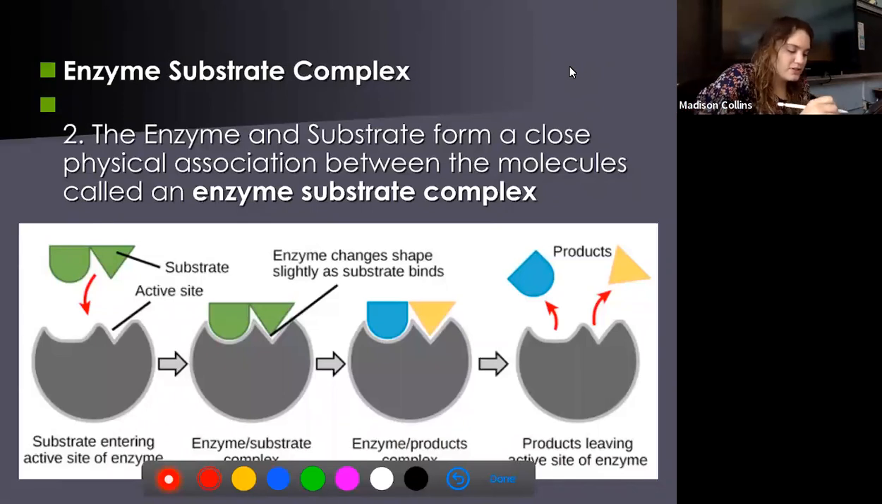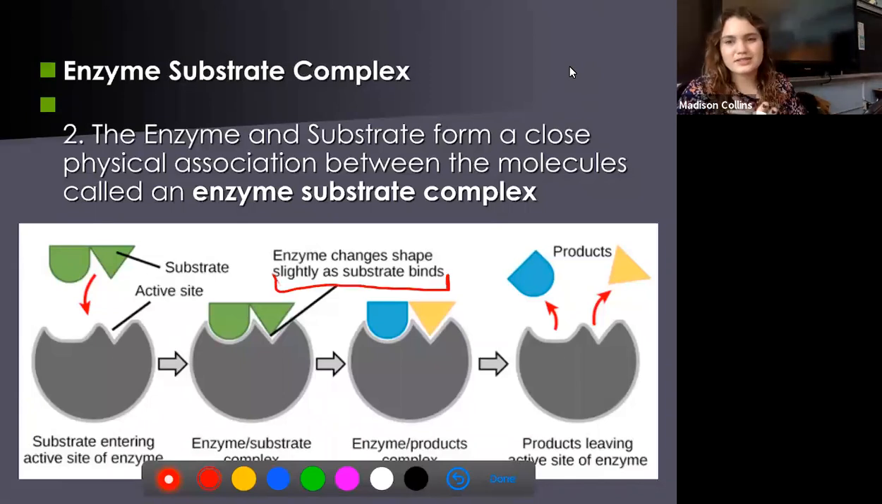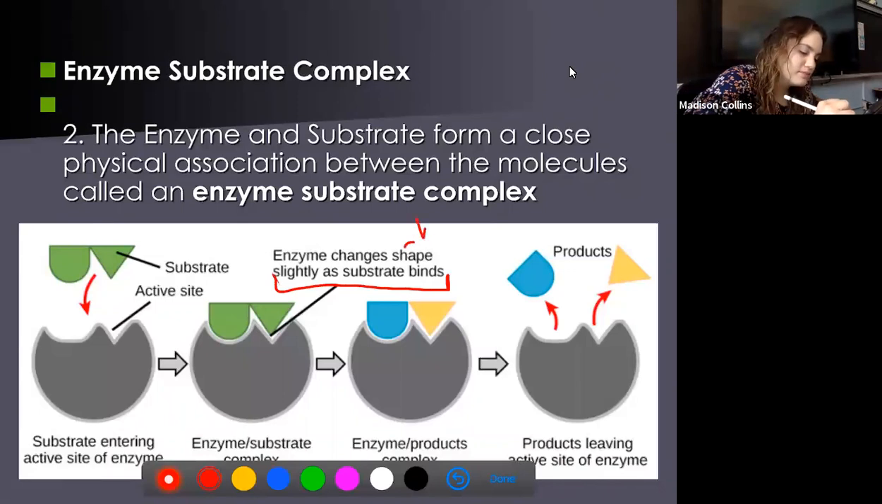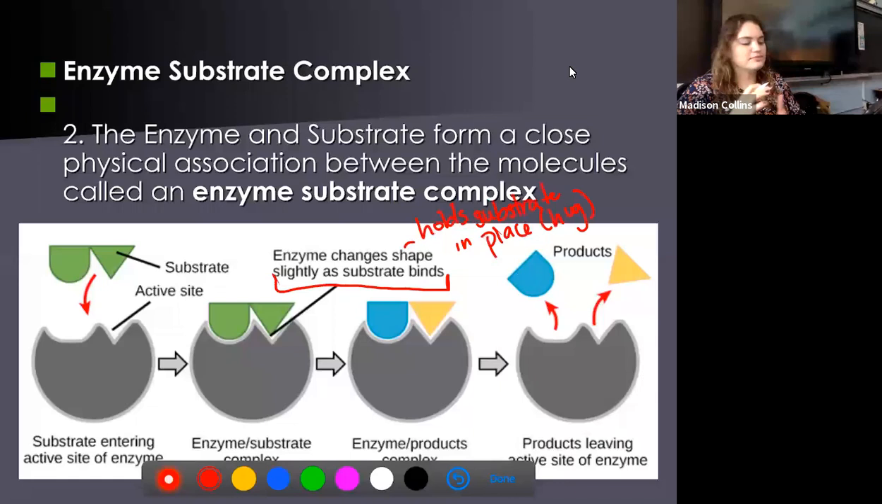And you can see in this picture right here, it actually says that the enzyme changes shape slightly as the substrate binds. So whenever the substrate connects with the enzyme, that enzyme is actually going to close in around that substrate to hold it in place. So it gives it a little hug. Hold substrate in place like a hug, which we can't do anymore, rip. All right, so the enzyme is then going to hold that substrate in place, forming the enzyme substrate complex.